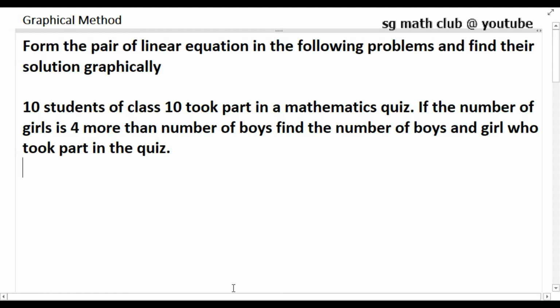We have already seen how to solve the pair of linear equations by elimination method, substitution method and cross multiplication method. In this video, we will see how to solve the pair of linear equations by graphical method.